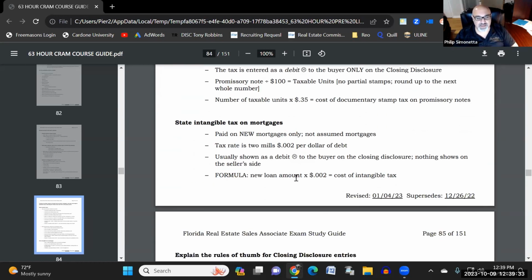Then you have your state intangible tax on mortgages. This is paid on new mortgages only, not assumed, right? So only new. The tax rate is 2 mils per dollar of debt, so 0.002 per dollar. This usually shows as a debit to the buyer on the closing disclosure, nothing on the seller side. They can negotiate it so the seller pays it, but very rarely does that happen. The formula is the new loan amount times 0.002, and that's the cost of the intangible tax. Okay.